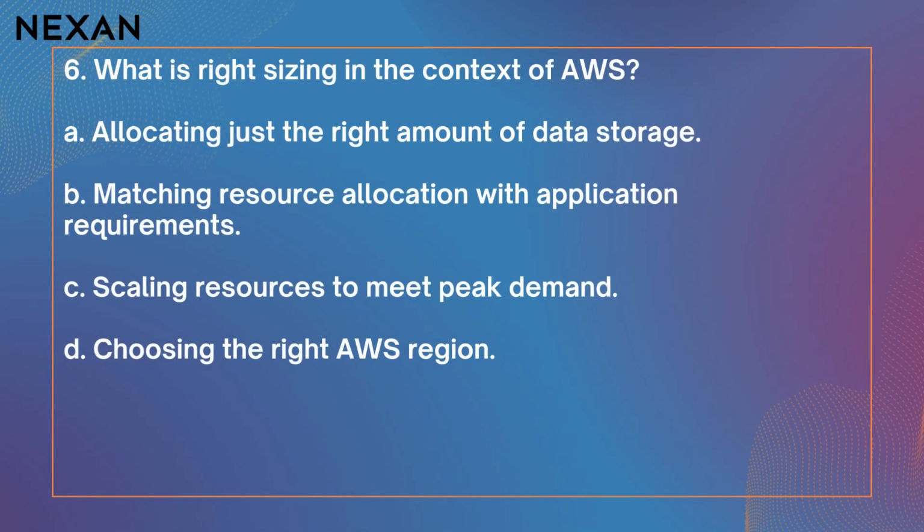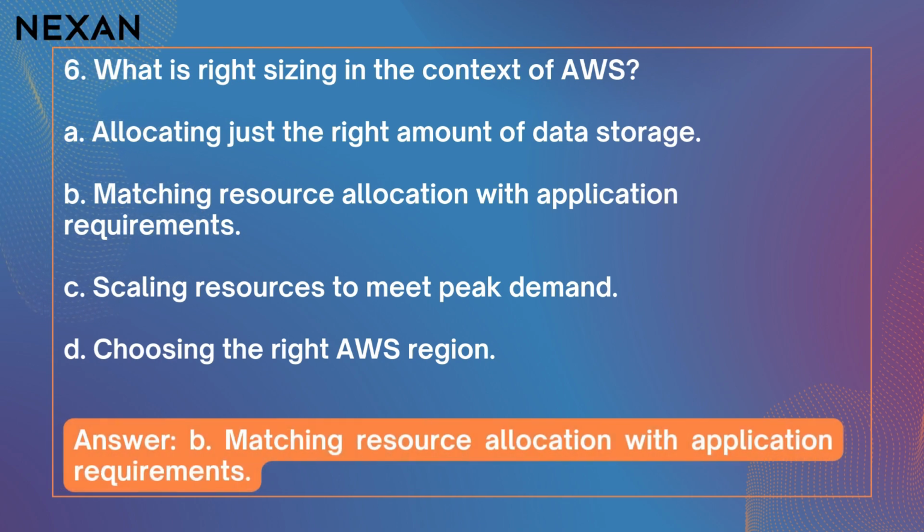6. What is right sizing in the context of AWS? A. Allocating just the right amount of data storage. B. Matching resource allocation with application requirements. C. Scaling resources to meet peak demand. D. Choosing the right AWS region. Answer: B. Matching resource allocation with application requirements.